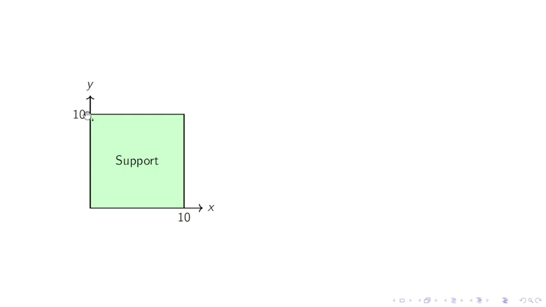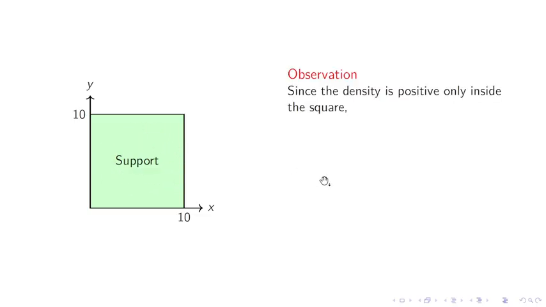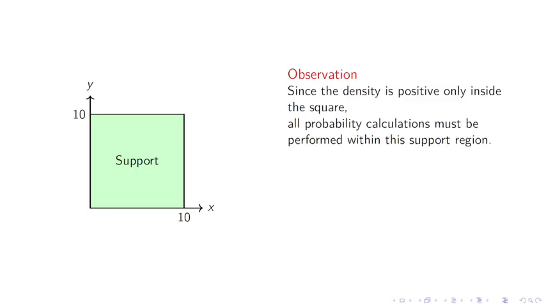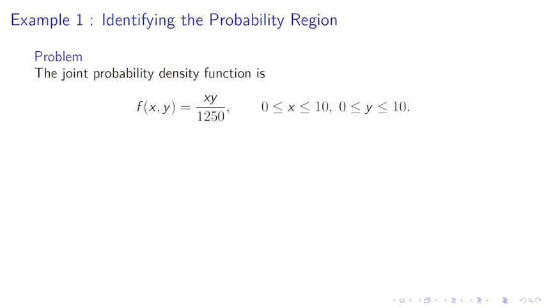Here the value of y is 10 and the value of x is 10. All our probabilities must lie within this shaded green support region. Since the density is positive only inside the square, all probability calculations must be performed within the support region.